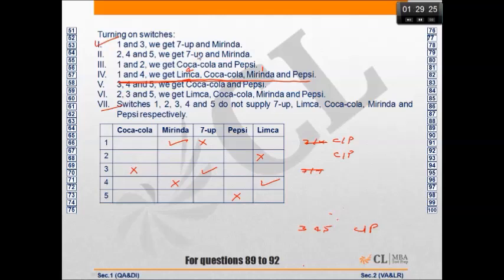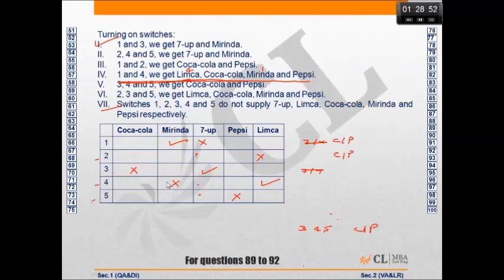I'll go through it again. 1 and 3 we get 7 Up and Mirinda, that is fine. 2, 4, 5 gives us 7 Up and Mirinda. The 7 Up will come from one of them, 2, 4 or 5. It could be 4 also. And Mirinda again is 2, 4, 5. I am not able to eliminate anything.